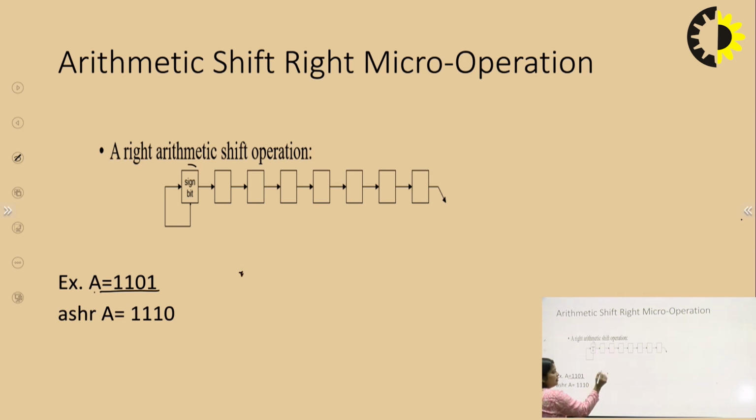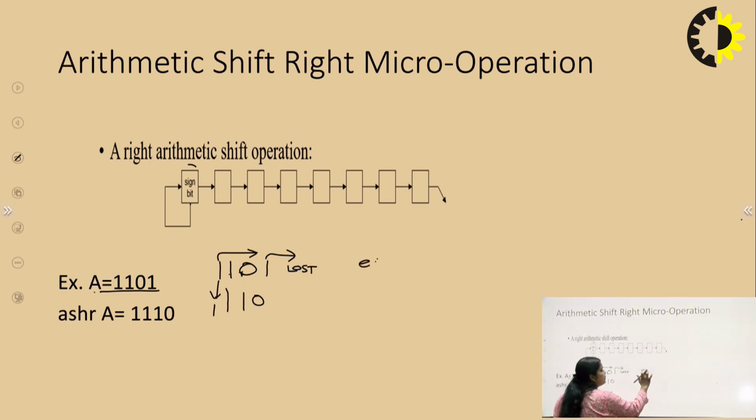ASHR is there, this particular 1, 1, 0, 1 is there. This 1 is residing here, and including this one, you are shifting the operation. Means this 1 is here, this particular 1 is here, 0, and this particular 1 will be lost. This value will be lost. So in the arithmetic shift, let us take another example.